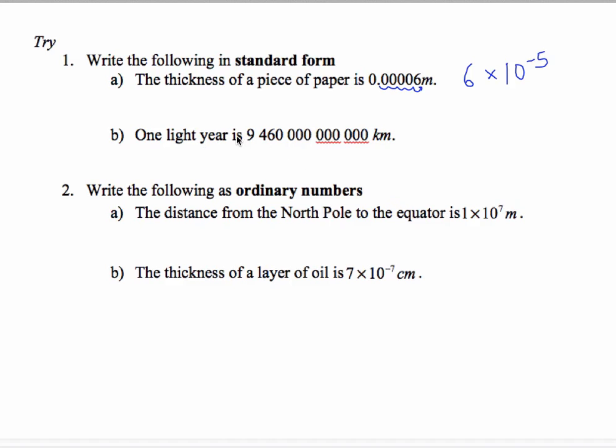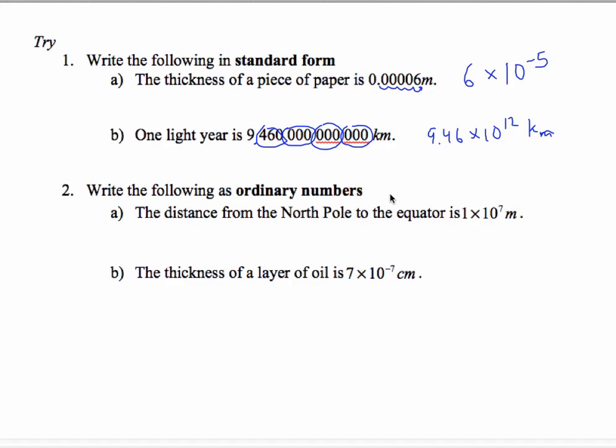And here, 1 light year is this many kilometers. We're going to move the decimal point to here. Let's count groups of 3: 3, 6, 9. We will move the decimal a total of 12 places. So it's 9.46 times 10 to the power of 12 kilometers is 1 light year.